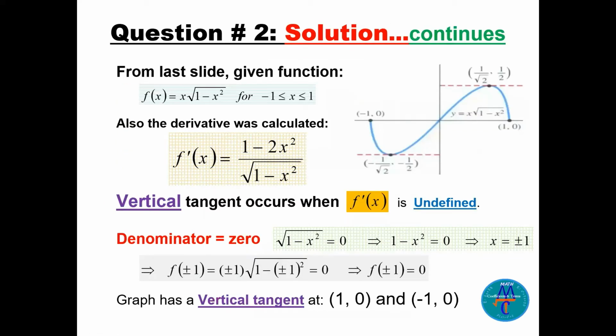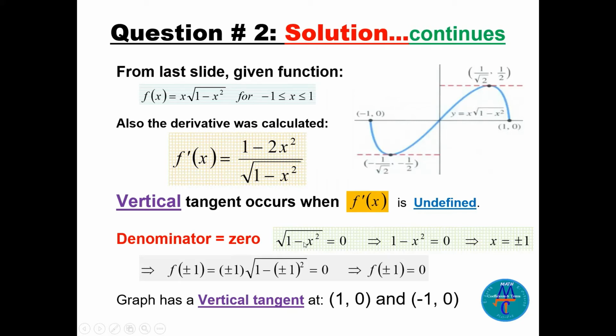Now let's continue here. This is the derivative, as we have seen, 1 minus 2x squared divided by square root of 1 minus x squared. The vertical tangent occurs when f prime is undefined. See horizontal here? This is a horizontal tangent. We have found these points on the previous slide. So the denominator will be 0 here, where f prime is undefined.